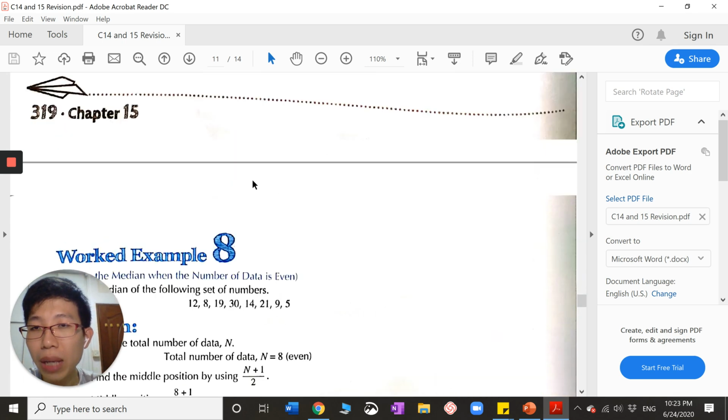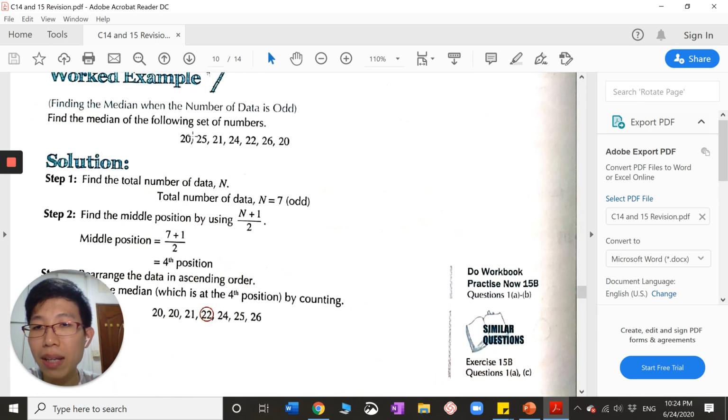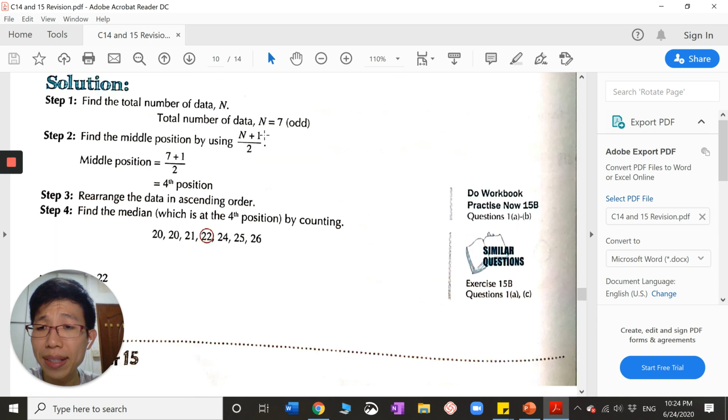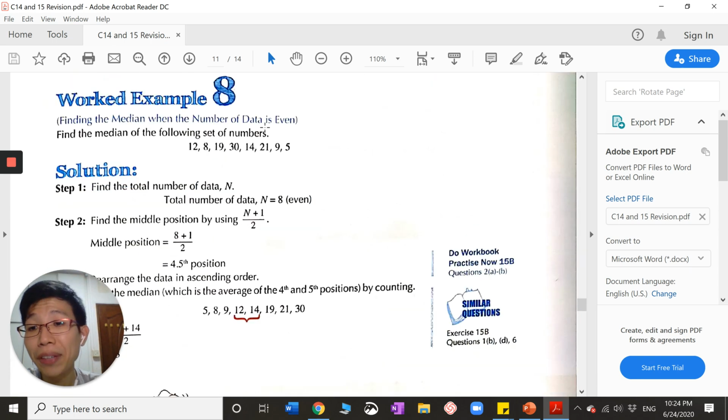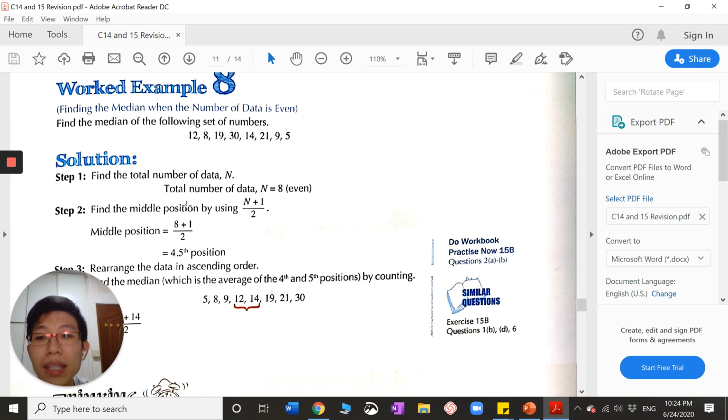So just now we looked at an odd number set of data. Here there are 7 data. Now what about an even number of data? In this case there are 8 numbers over here, 8 data. And you realize that the middle position now has a decimal place. What does it mean? It means this number is between the 4th and 5th position.